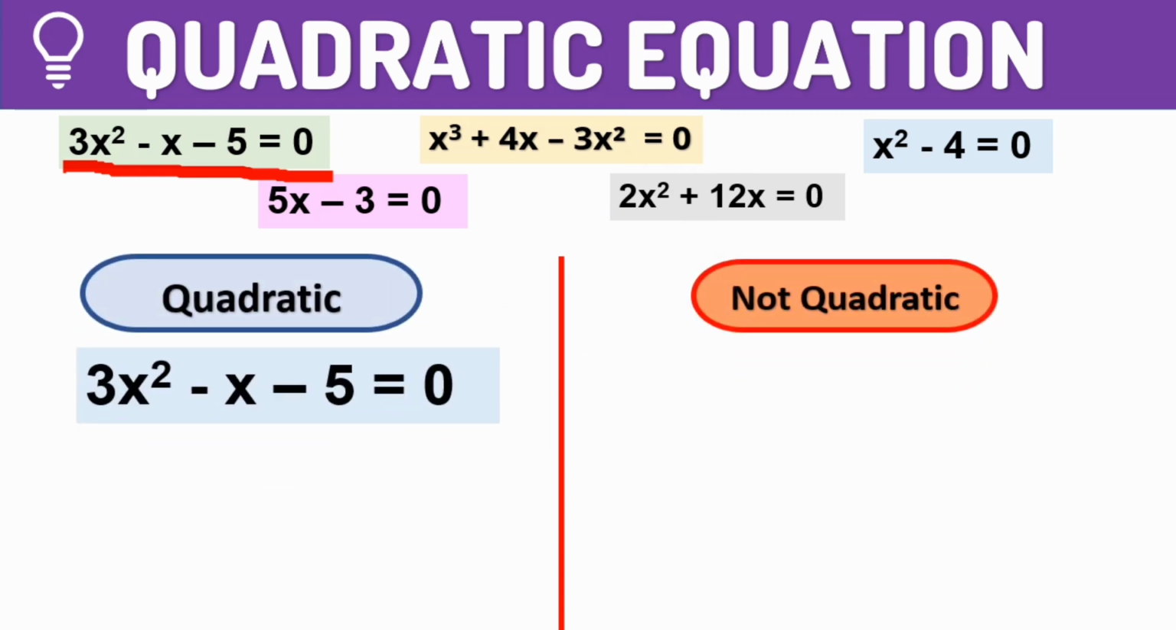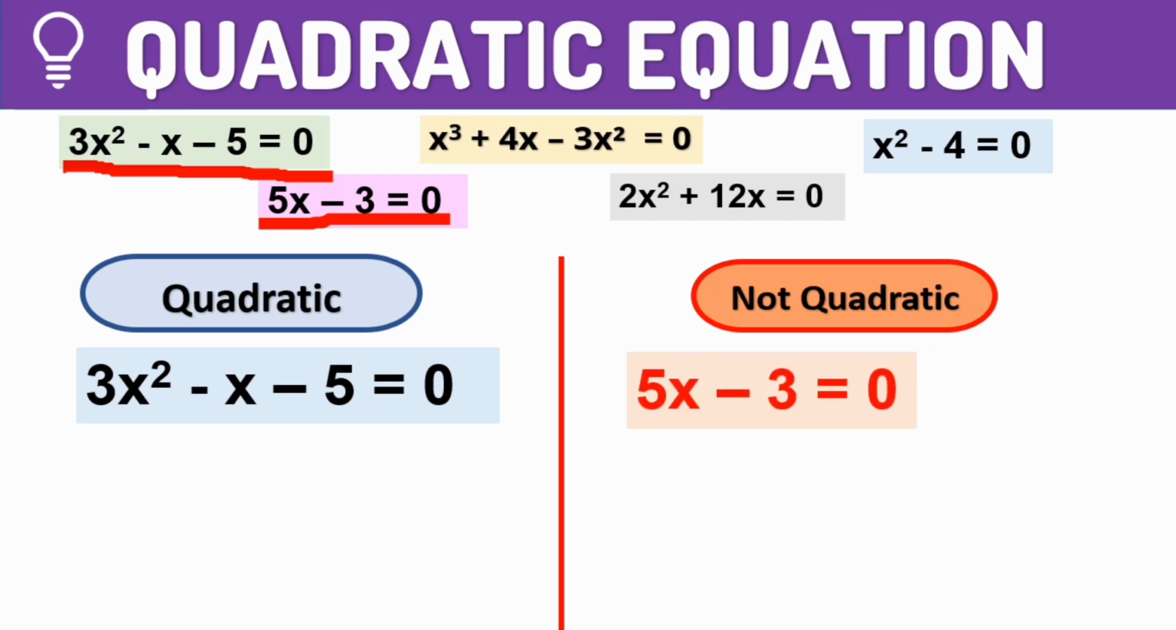Next, how about this one? 5x minus 3 is equal to 0. Is it a quadratic or not quadratic equation? What is the highest exponent of this equation? Yes, the highest exponent is not 2, but 1. So therefore, this is not a quadratic equation.